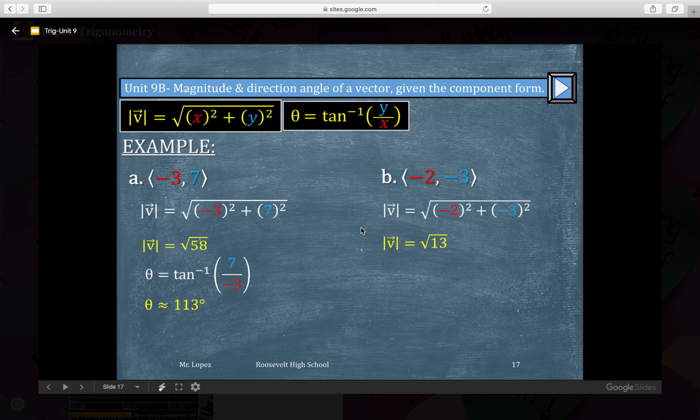The angle would be tangent inverse of -3 over -2, which should be tangent inverse of 3 over 2, which would give you a positive angle that you would have to add to 180, because this is in the third quadrant. The vector is in the third quadrant, so it would be 236 your angle.